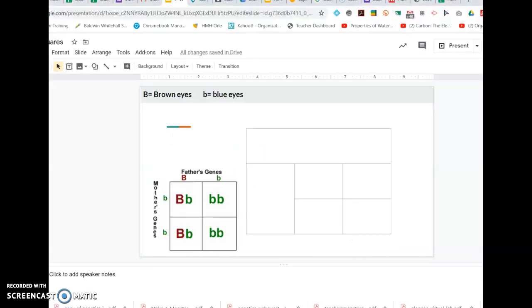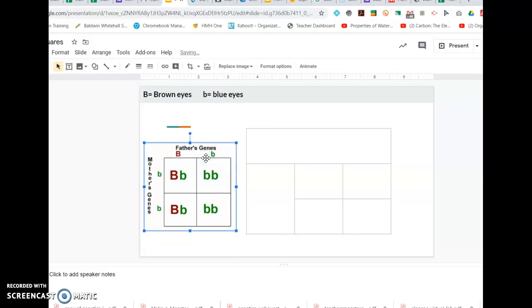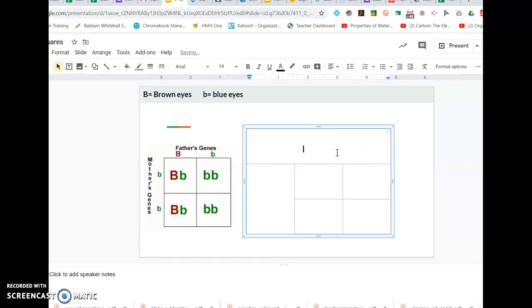Okay, so let's do one more example problem. This is the same problem that came from the Google form that you guys did on Monday, the first day. So the father's genes are heterozygous for brown eyes, and lowercase b is blue. The mother has blue eyes. So setting up my Punnett square, I know this is already done, but I made a little space right here for me to type in to show.